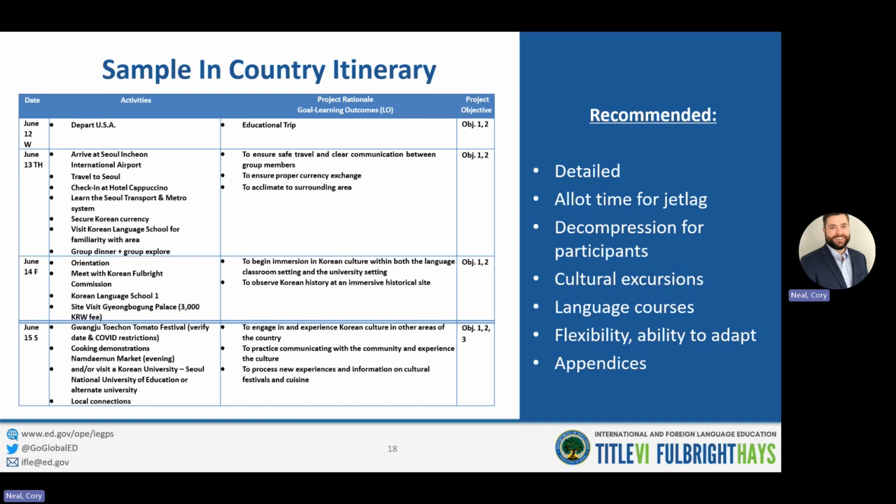I have noticed recently, and I think it's a great idea, that projects have been allotting a day or so for jet lag, depending on which country they're traveling to and from what area of the United States they're traveling from. It is important to include some decompression time for your participants throughout the project.